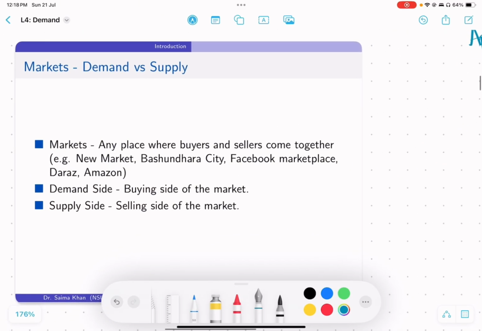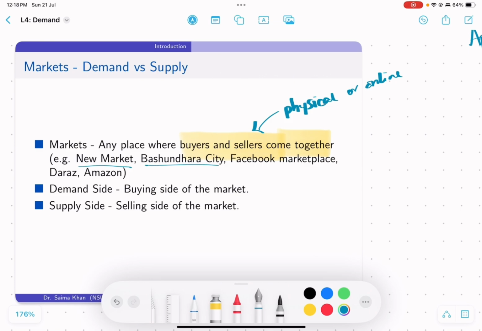So what exactly is a market? A market essentially is anywhere where buyers and sellers come together. This could very well be a physical place, or it could be an online place. When we say physical marketplace, you've seen that growing up. It's what we see on a day-to-day basis. There are places like Newmarket, Bashundhara City, even the photocopy store you've got downstairs. All of these are examples of physical marketplaces where buyers and sellers are coming together.